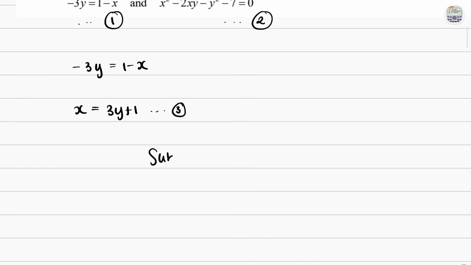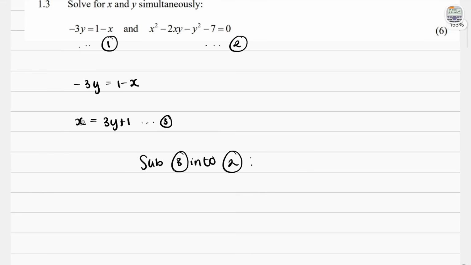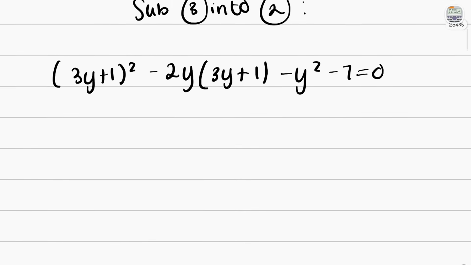And then we're going to substitute equation 3 into the equation we didn't use, equation 2, and that will help us to solve for y. So wherever you see x, replace it with 3y plus 1. So you have x squared, meaning 3y plus 1 all squared, minus 2xy. So just rewrite the y first in front of the x, because there's an x there which you have to replace with 3y plus 1. And then minus, we have y squared minus 7 equals 0. And let's solve for y.